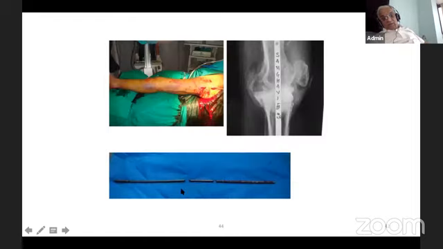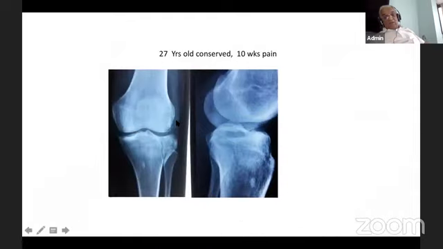You can see it has been fractured into 3 areas. And then it was re-nailed there, and this is how it is. So I feel this is again a 27-year-old, 10 weeks of pain. This is how he just carried on because the surgeon didn't do it. This is how it was, but the pain was quite significant.